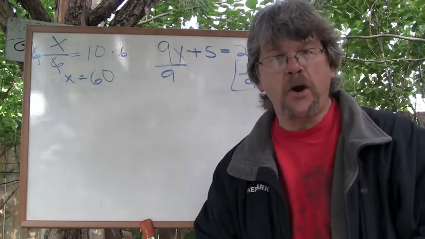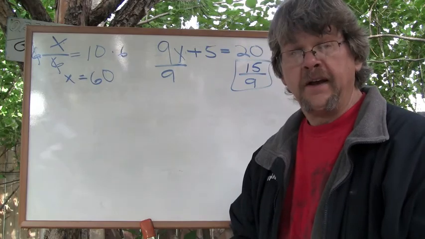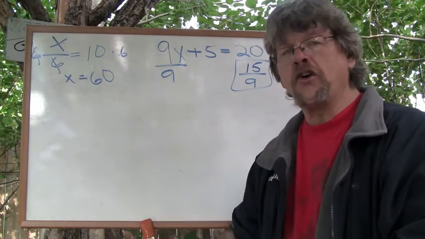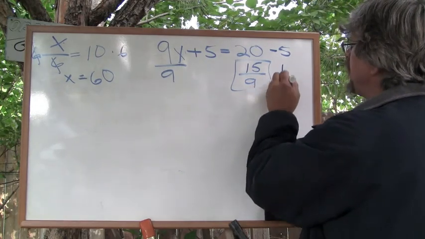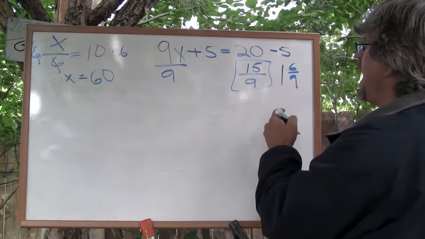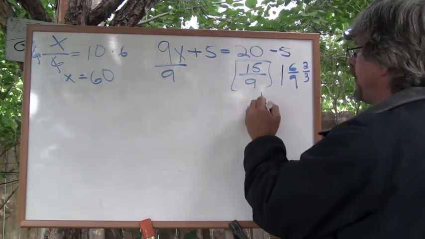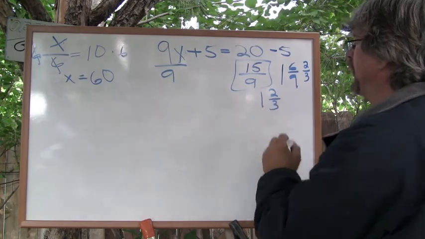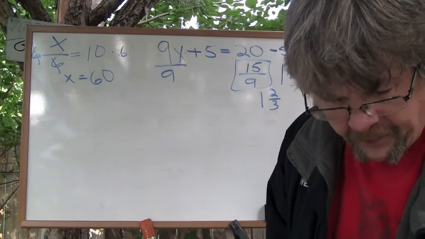Now you see it's an improper fraction. You can leave it like that, and that is appropriate. If you're asked to turn it into a mixed number, however, you have to divide 9 into 15, which is 1 and 6/9. And 6/9 reduces to 2/3. So the answer is 1 and 2/3, or 15/9. It's okay either way.